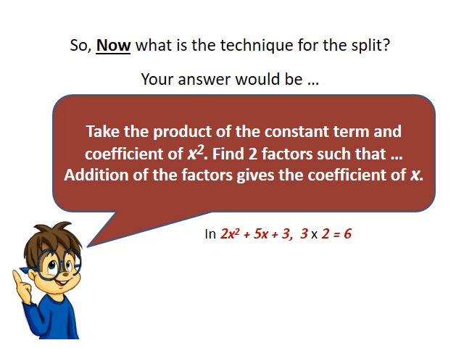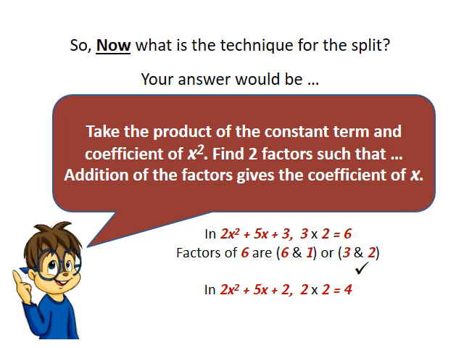So 2x squared plus 5x plus 3, the product of the constant term and the coefficient of x square is 6, and the factors of 6 are 6 and 1 or 3 and 2. And which set do we choose? We would choose 3 and 2.